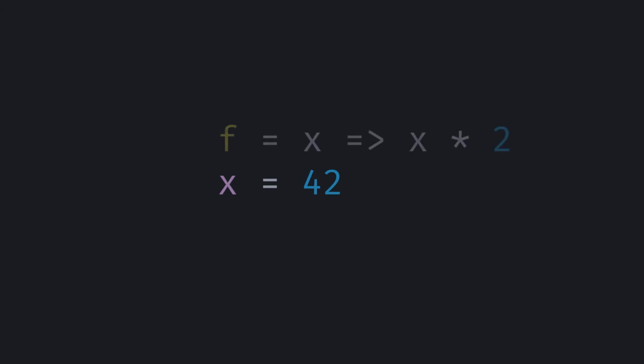Now take a function called f that simply multiplies any number by 2. If we were to pass x to the function f, it would produce a new number, 84, that we can assign to the variable y. From then on, y is 84.